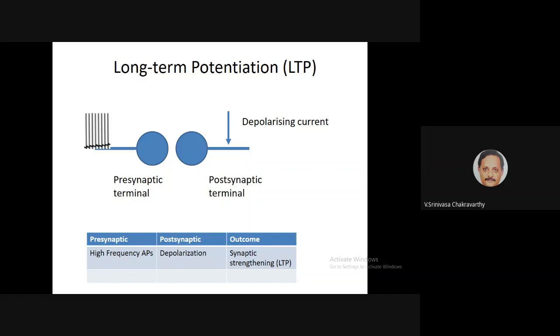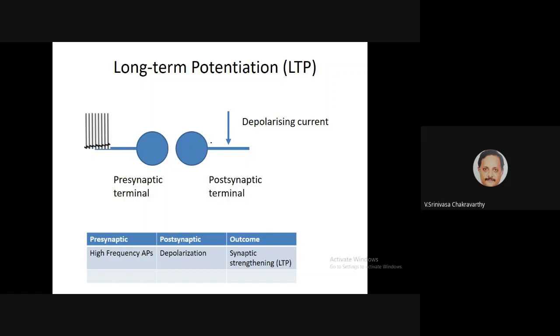So the presynaptic site is highly active. Similarly, activating the postsynaptic side means increasing the voltage, or depolarizing the membrane potential, on the postsynaptic side. How do you do that? By injecting a positive current, or a depolarizing current. So you keep on doing it simultaneously: high frequency input on the presynaptic side, depolarizing current on the postsynaptic side, over and over again.